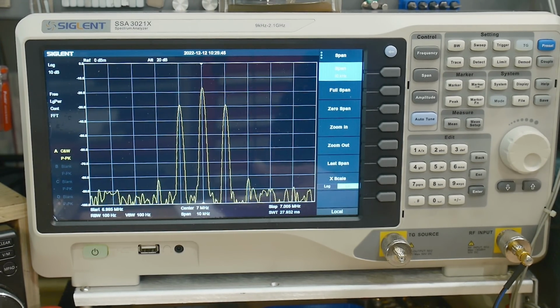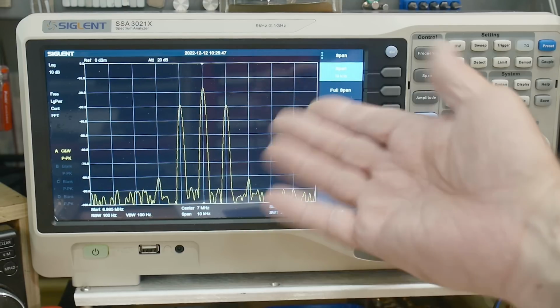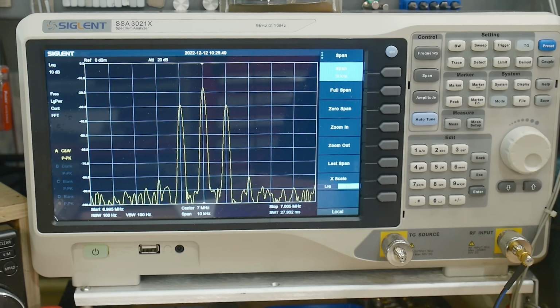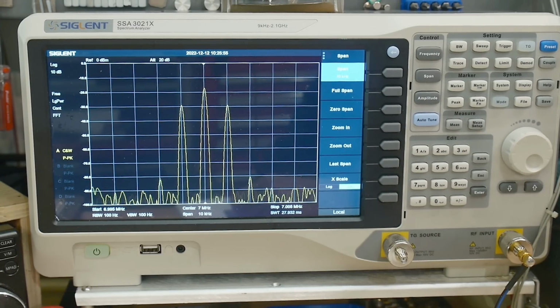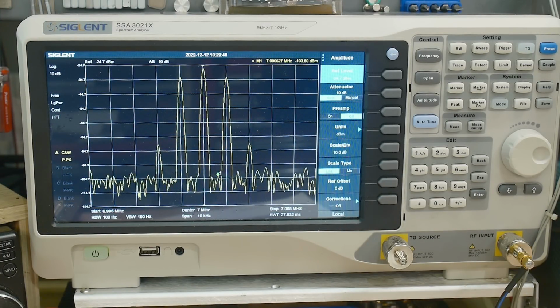And we're also looking at logarithmic things. We're plotting things in logarithms. So the oscilloscope is plotting things in linear space, and this is plotting them in log space, okay? So what if we actually want to see linear space on a spectrum analyzer? Can we do that? Well, yes, we can.